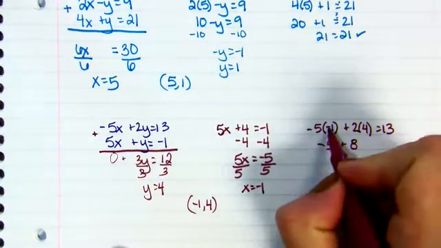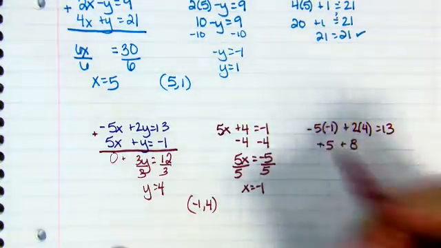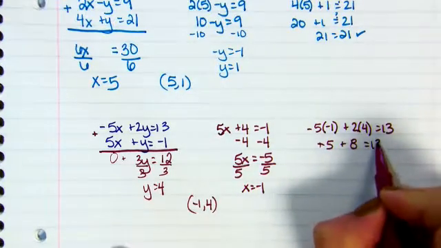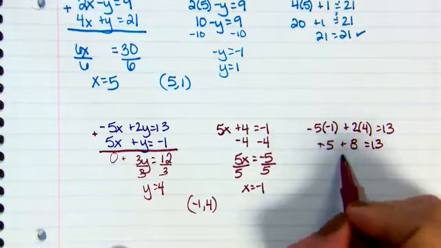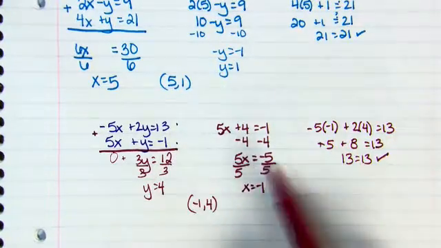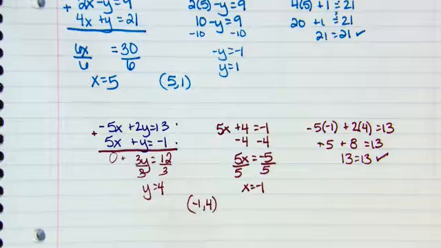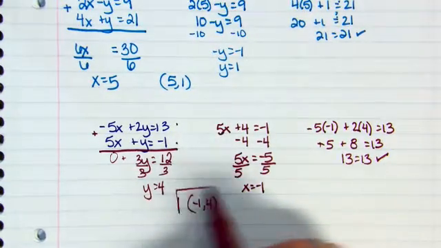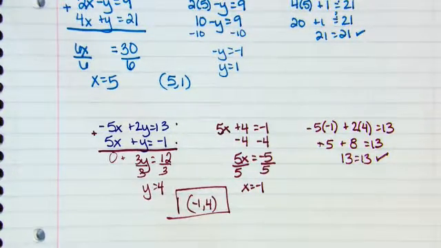Oh, I'm sorry. That should be a positive 5. So 5 plus 8. There we go. I thought I was wrong for a second. 5 and 8 make 13. So it works for the first equation. The second equation it works for as well. So I know that this is going to be my solution.